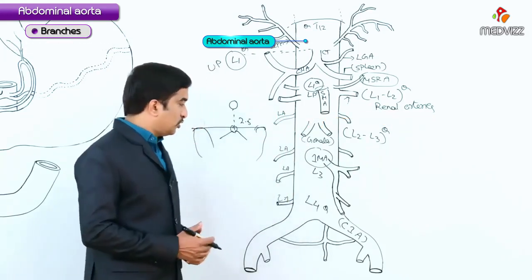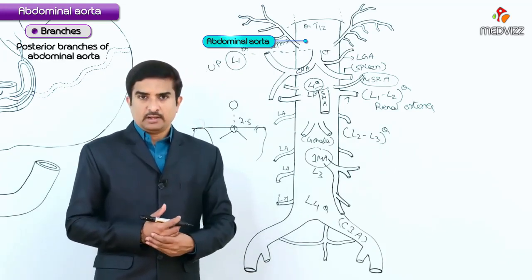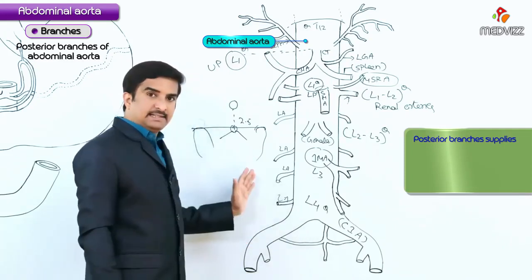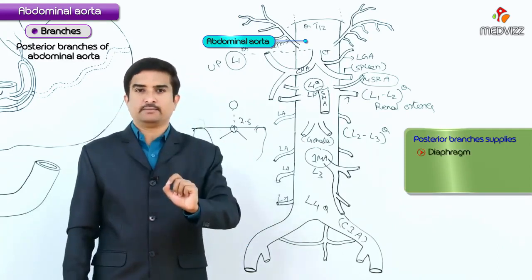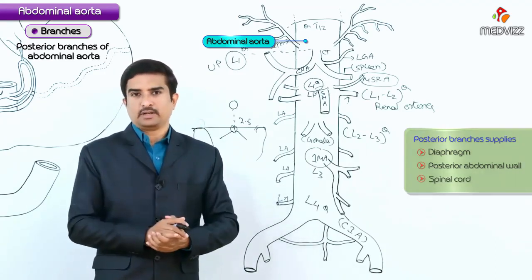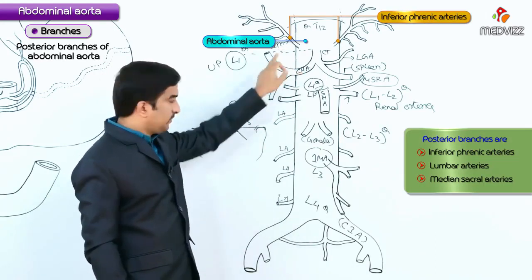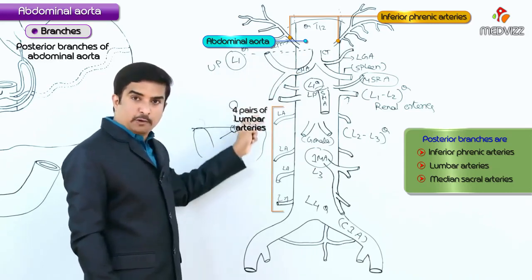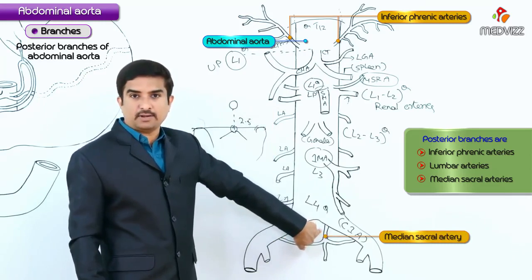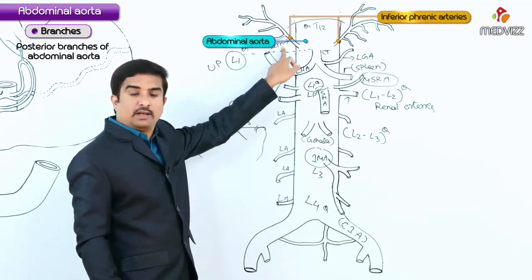So now let us discuss the posterior branches of the abdominal aorta. The posterior branches of the abdominal aorta supply the diaphragm, the posterior abdominal wall, and also the spinal cord. They consist of the inferior phrenic arteries, the lumbar arteries, there are 4 pairs of lumbar arteries, as well as the median sacral artery, right? So now let us discuss the inferior phrenic arteries.